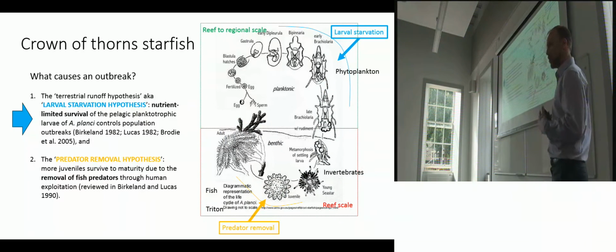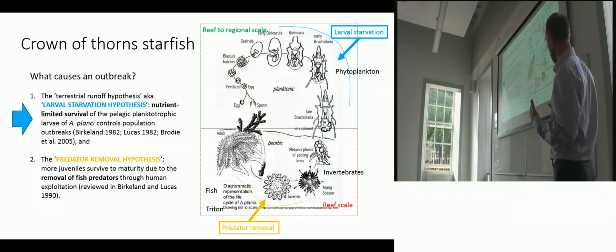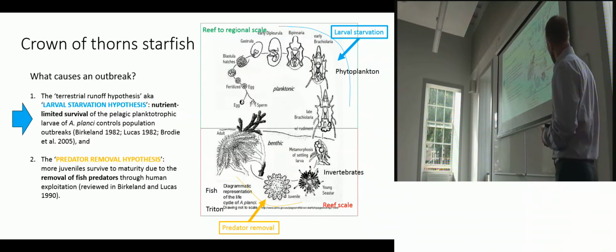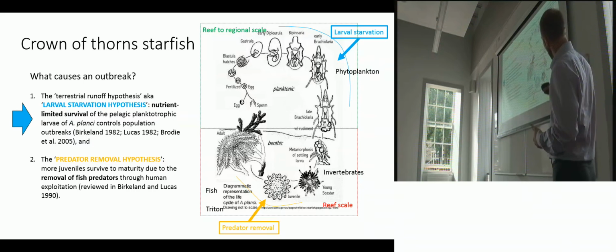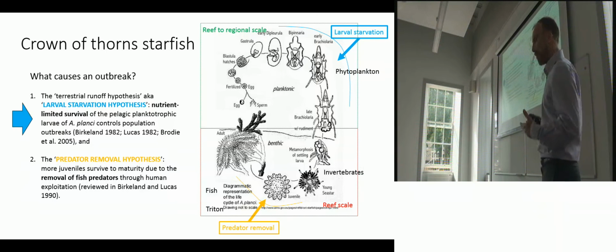To understand the crown of thorns, we need to understand a little bit about its life cycle. It's like a lot of marine organisms. It has an adult benthic stage where you see that large starfish, and then the planktonic stage of the larvae.